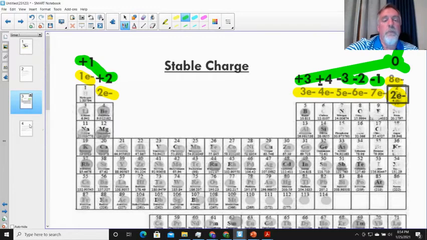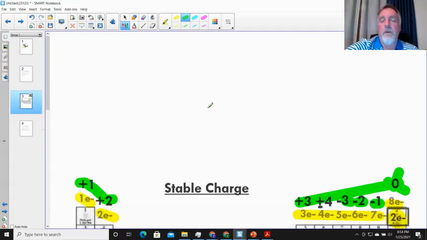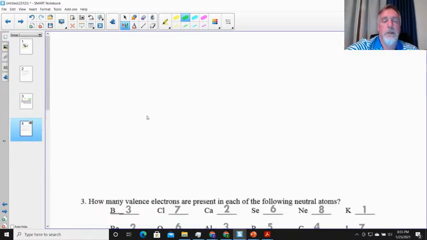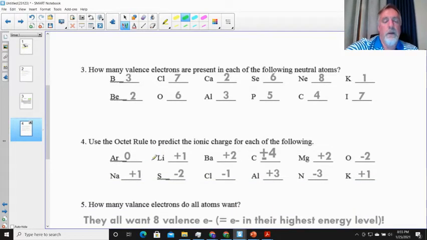So let's go through and look at our bell work and how that plays out. Use the octet rule to predict the ionic charge for each of the following. So we're going to go find argon in our periodic table. Right, argon. Here's argon sitting here. It's in group 8. So its stable charge up here we see is 0.